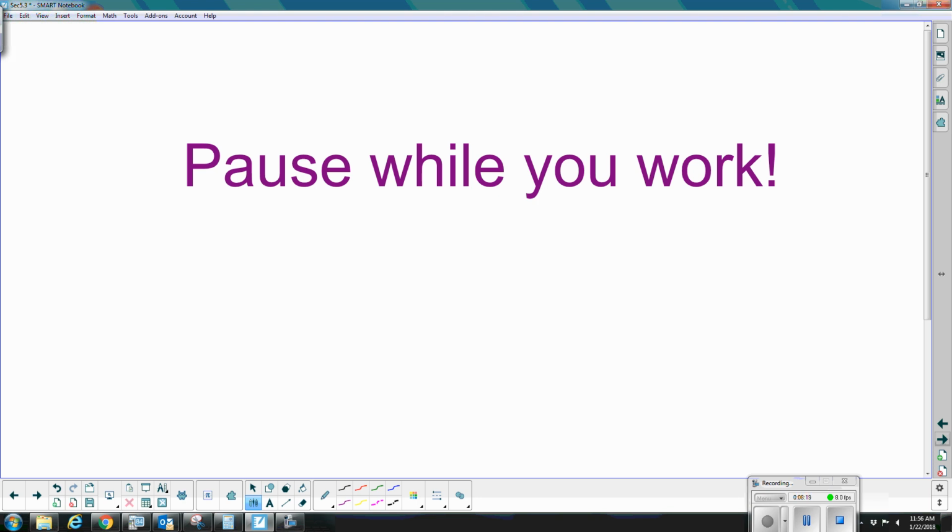All right, so pause while you work. There are 2 more. Find the sum or difference. Don't forget, if you have a negative, you're subtracting a whole polynomial group. Make sure you distribute that negative sign to each term. So pause while you work, and then you can unpause for the solution.